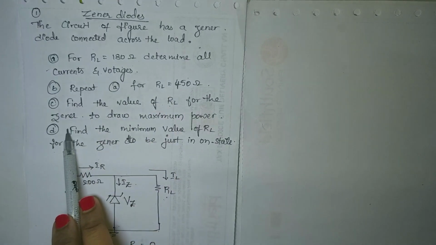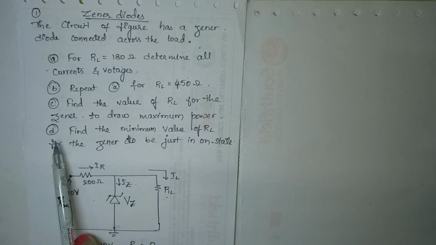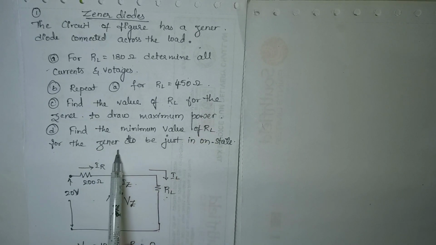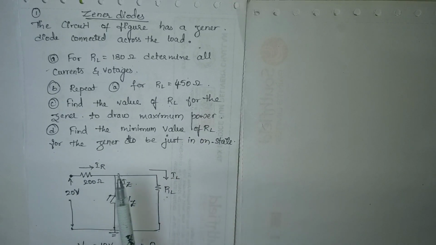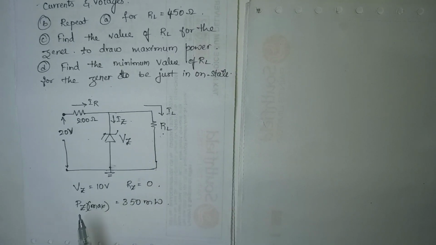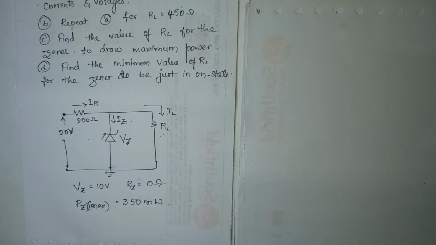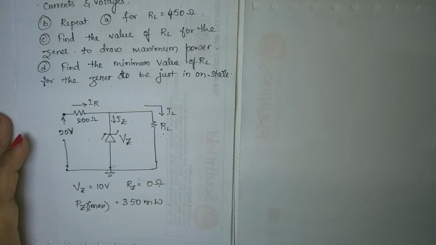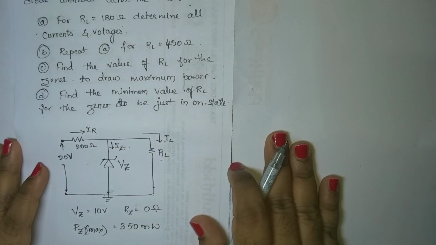Find the value of RL to draw the maximum power and the minimum value of RL to make the Zener diode just turn on. So this is the question given, and they have given you a few data here. The Zener voltage is equal to 10 volt and the maximum power dissipation of the Zener diode is 350 milliwatts. The Zener diode has an internal resistance of 0 ohm. So this is the problem given, and to this problem we have to find the solution.